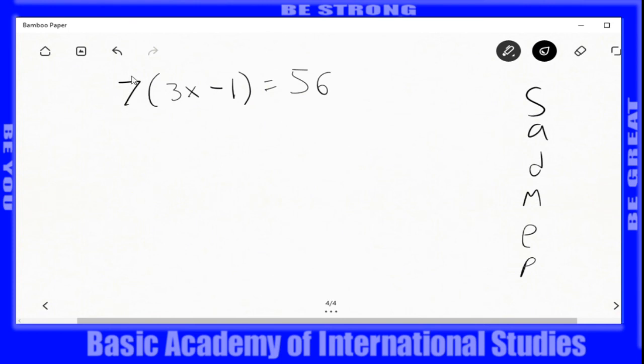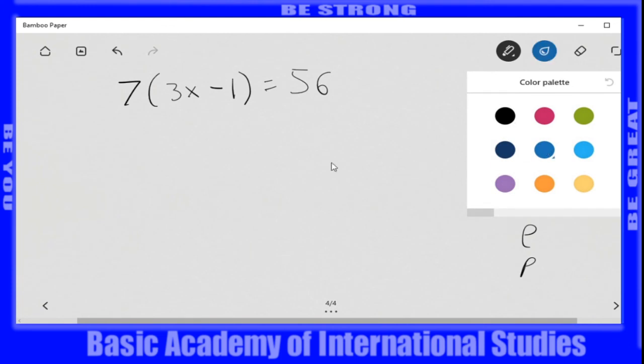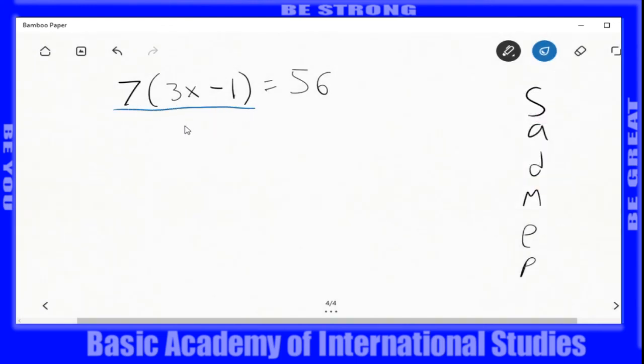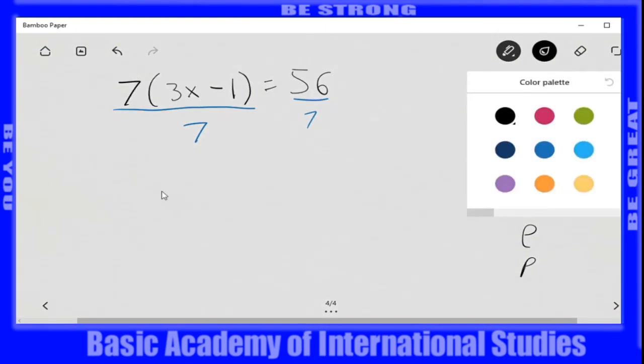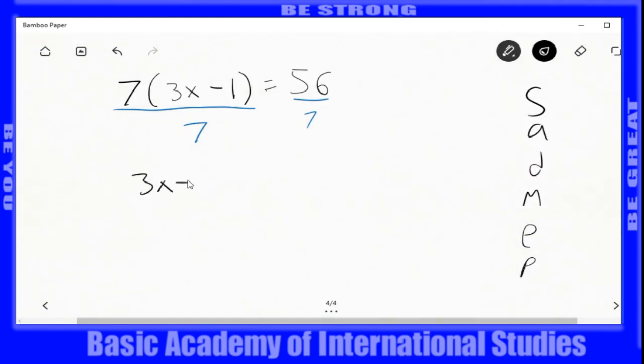You want to distribute first? You can distribute first. You want to divide both sides by 7 first? Go for it. As long as the rule you're following is followed correctly, you're fine. No problem is going to occur here. So, going ahead and following it this way, divide both sides by 7. We end up with 3x minus 1 equals 56 divided by 7, which is a grand total of 8.